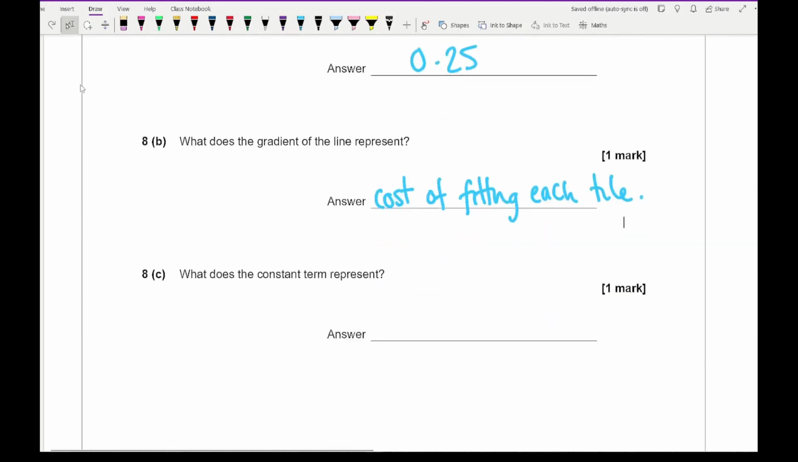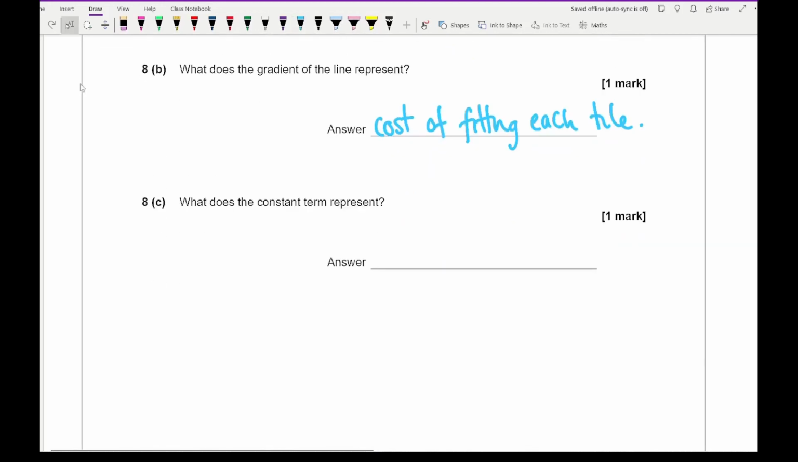And then what does the constant term represent? Well, that's going to be the fixed cost, or you could say it's what we call the call out charge, so the price they charge you for knocking on your door. And that concludes the end of this test.